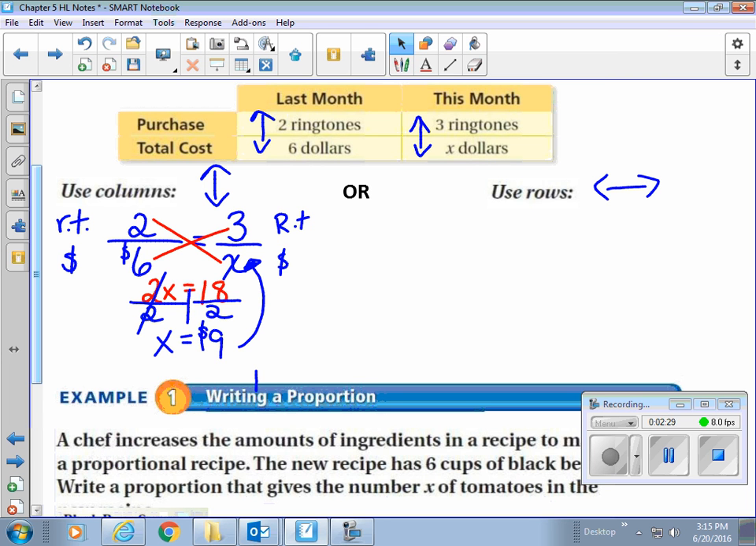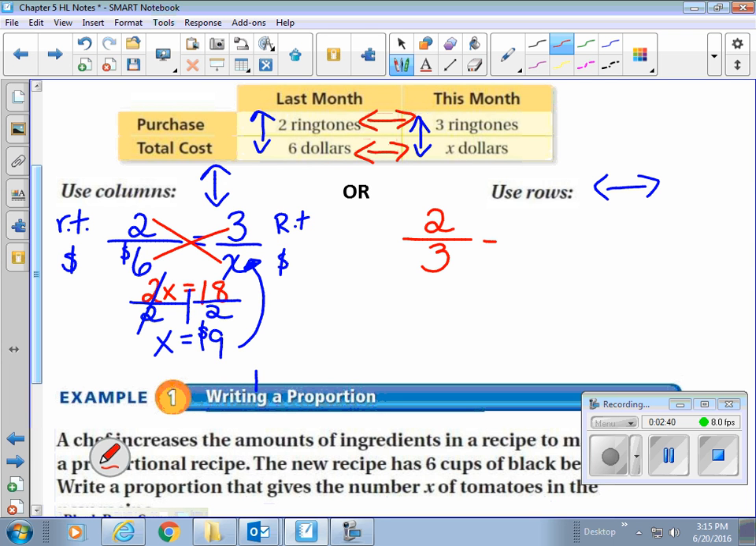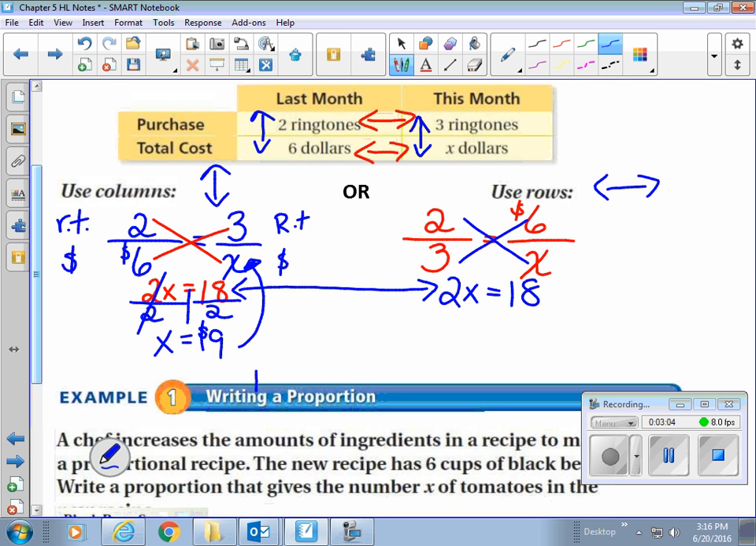Now if we want to do it using our rows, same thing, we're going to set up the proportion, but now we're going to go left to right. So now I'm going to set it up as 2 ringtones is to 3 ringtones, as $6 is to x dollars. So I have ringtone over ringtone equals money over money. Using our cross products, I still have 2x, and 3 times 6, I still have 18. So notice that these match. Yes, we set it up differently, but our cross products are still the same, which means we're going to end up with the same answer.